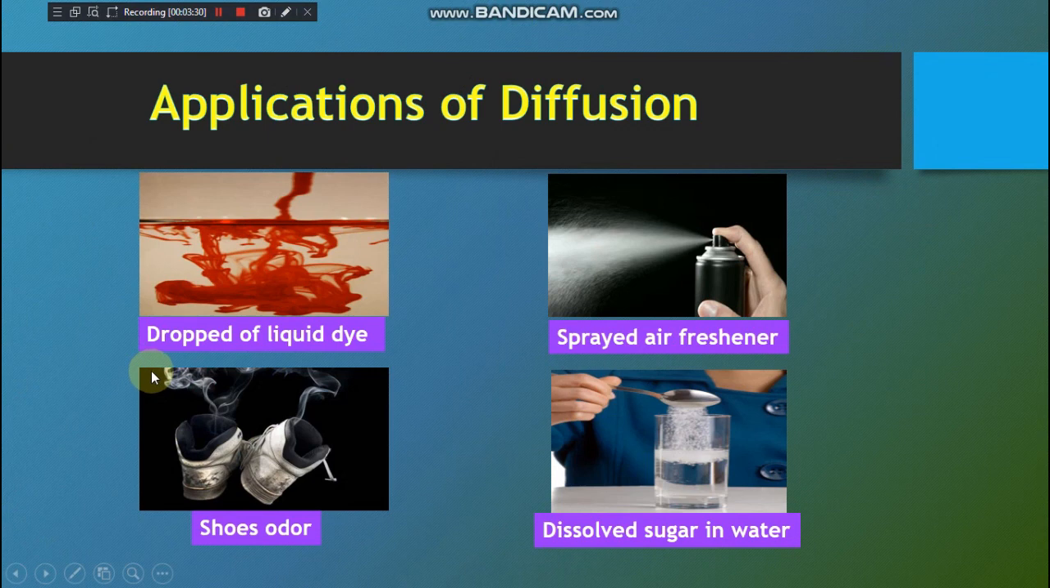The other applications of the diffusion process are like a drop of liquid dye, sprayed air freshener, shoe odor, and dissolving sugar in water. All of the applications apply the same fundamental: the driving force must go from a high to a low region.